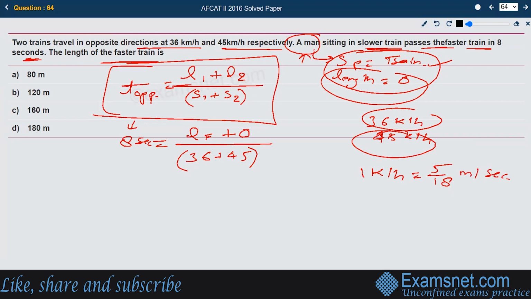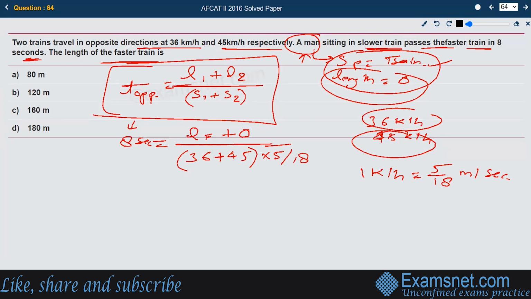So here what we can do, we are not required to separate them. We are not required to convert them separately. We will rather convert the whole total. So we can have a multiplication factor here, 36 into 5 by 18 directly. So the denominator unit will be now meter per second. Length will be coming in meter now.